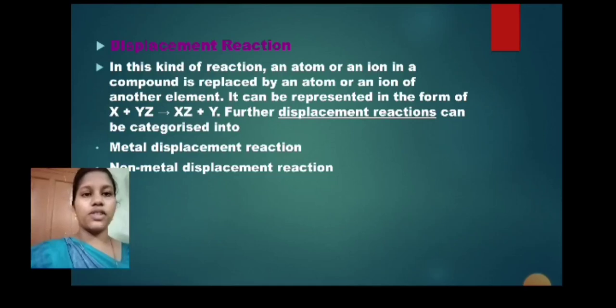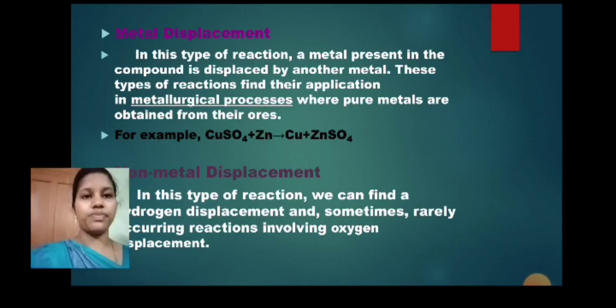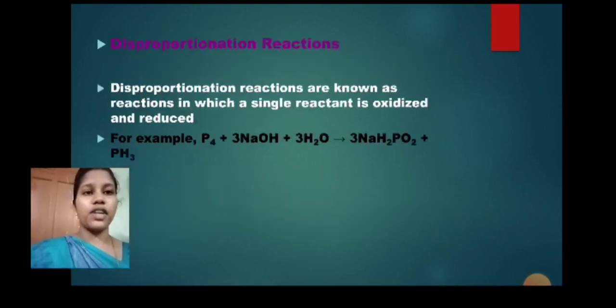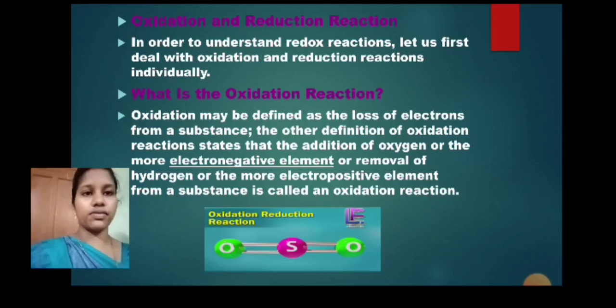There are two types of displacement reaction, metal displacement and non-metal displacement reaction. First, metal displacement. In this reaction, metal present in the compound is replaced by another metal. Non-metal displacement. In this type of reaction, we can find a hydrogen displacement and sometimes a rarely occurring reaction involving oxygen displacement. Next, disproportionation reaction. Disproportionation reactions are reactions in which a single reactant is oxidized and reduced.